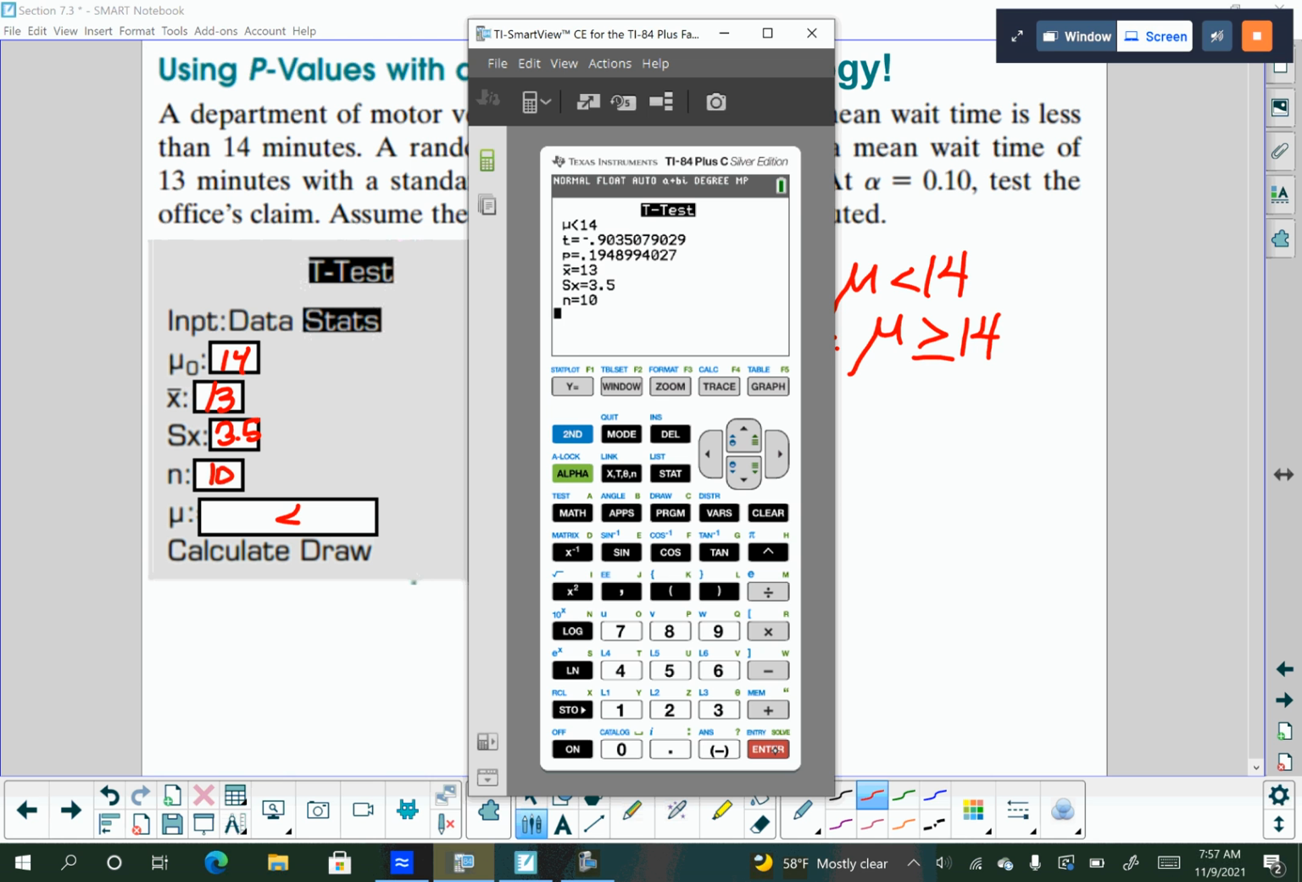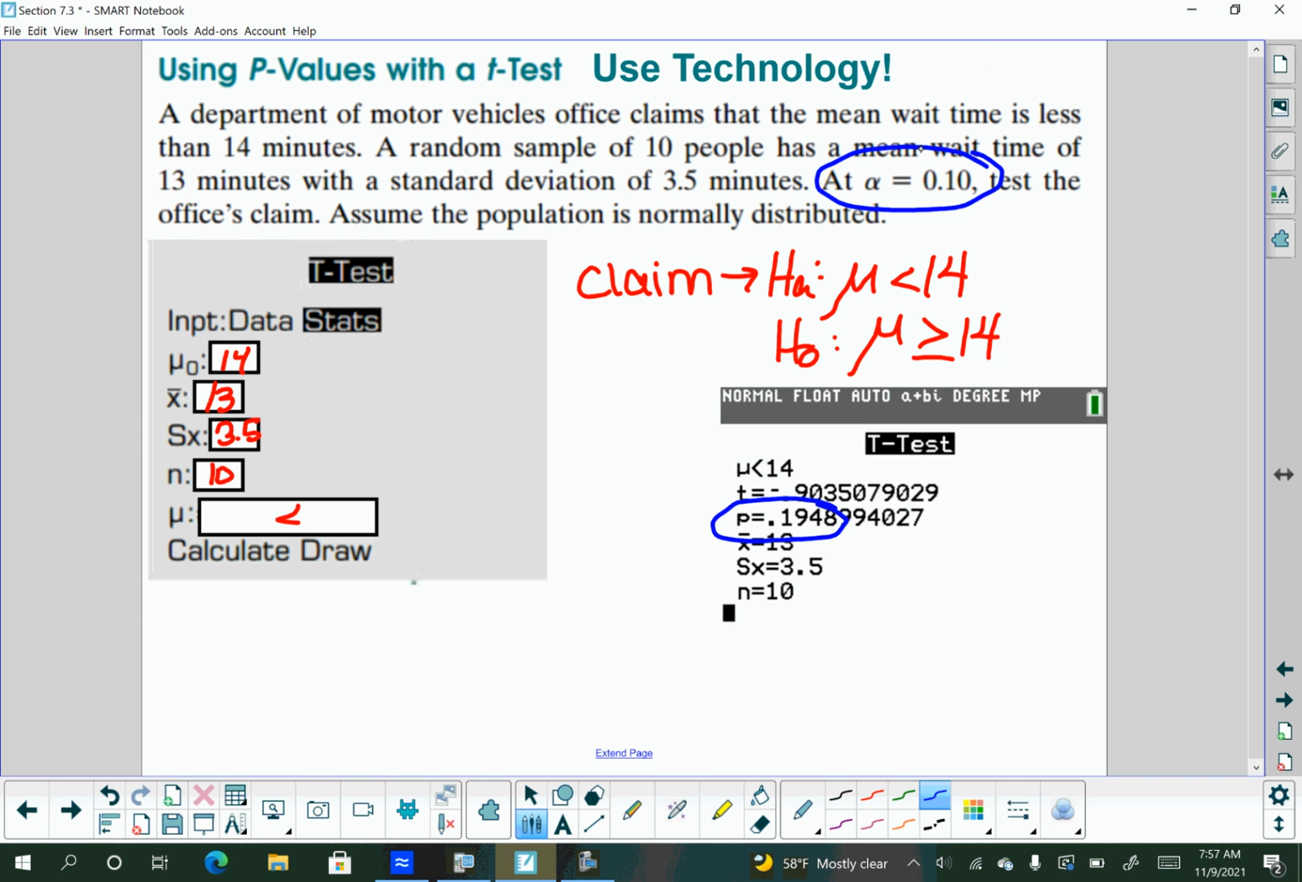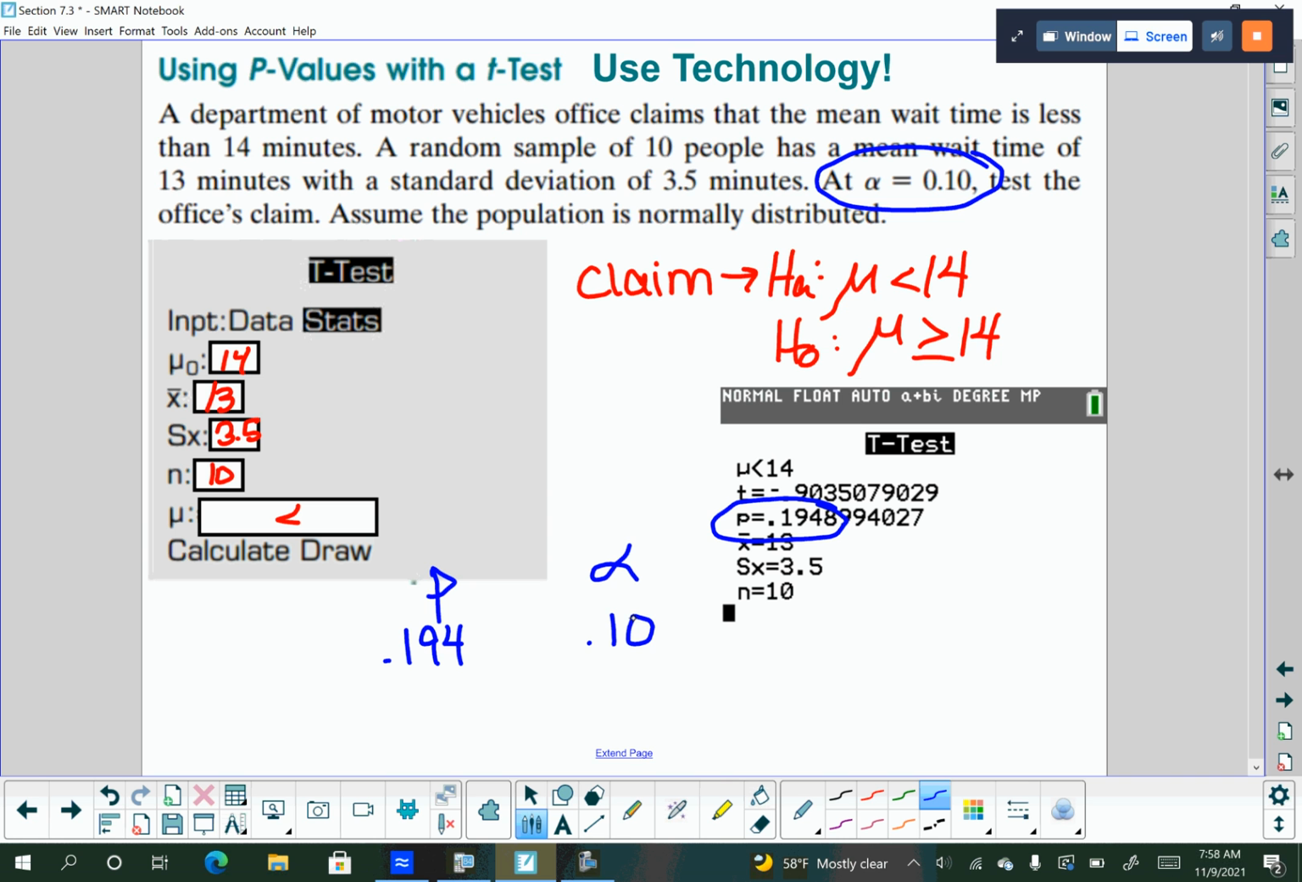And what we're looking for is that p-value. And we're comparing the p-value to our level of significance every time. Did everybody get that okay? I got 0.194. Is my p. Okay, so now we compare p to alpha. P is 0.194, alpha is 0.10, greater than or less than.